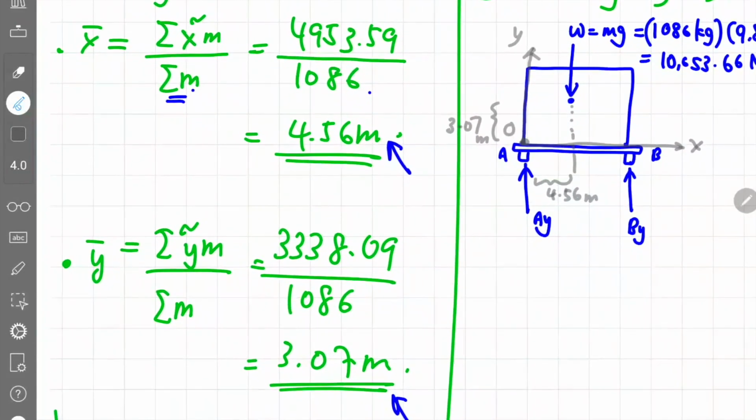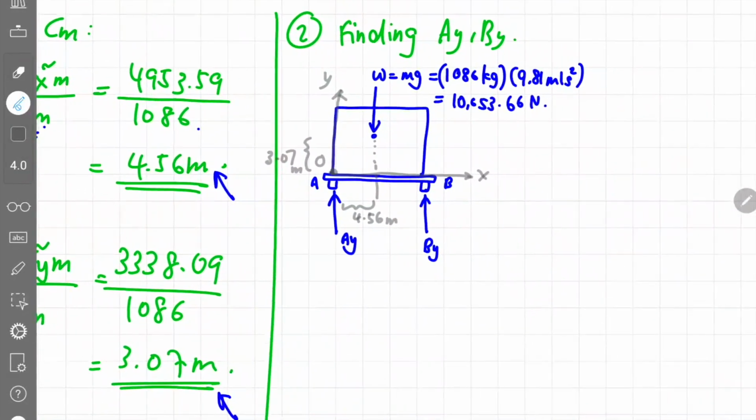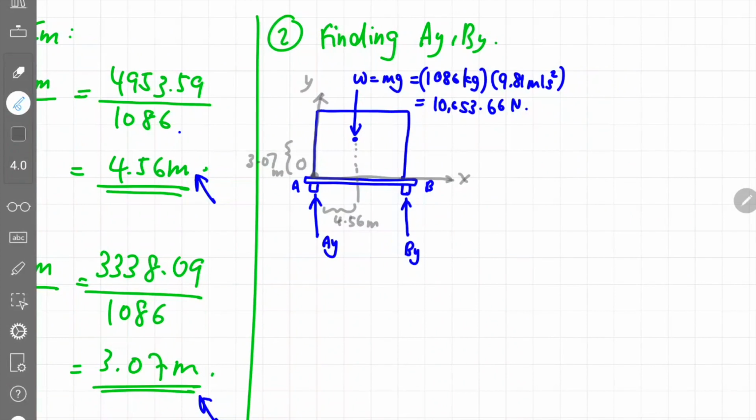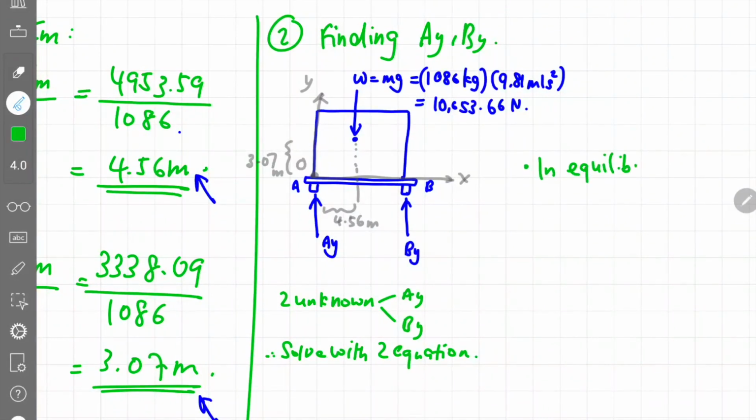Okay, so basically you have actually drawn the free body diagram of the compressor assembly, and if this is a free body diagram, then you can solve this kind of problem using an equilibrium condition. Okay, so based on this diagram, you'll notice that there are two unknowns in the system, which is the AY as well as the BY. So if there are two unknowns, then you have to solve this problem with two equations. Okay, so consider the system to be in equilibrium condition.